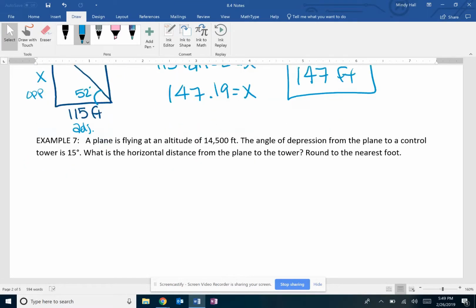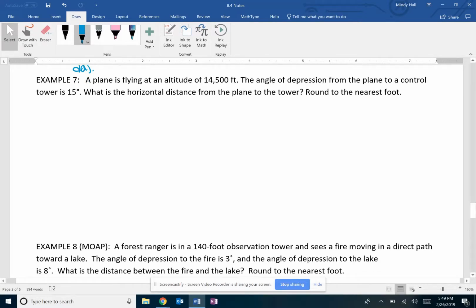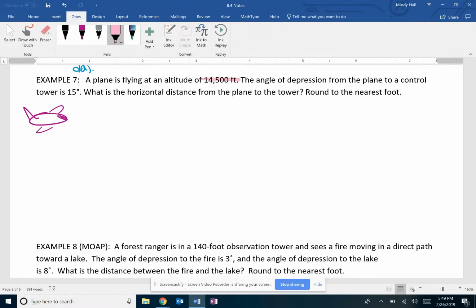Okay. So our next one, by this point, hopefully you're able to do it on your own, so you can always try it. But we're going to have an airplane, and he is flying at an altitude of 4,500 feet. Now we have an angle of depression from the plane to a control tower that is 15 degrees, and we want to know what is the horizontal distance to the tower, and we're going to round to the nearest foot.